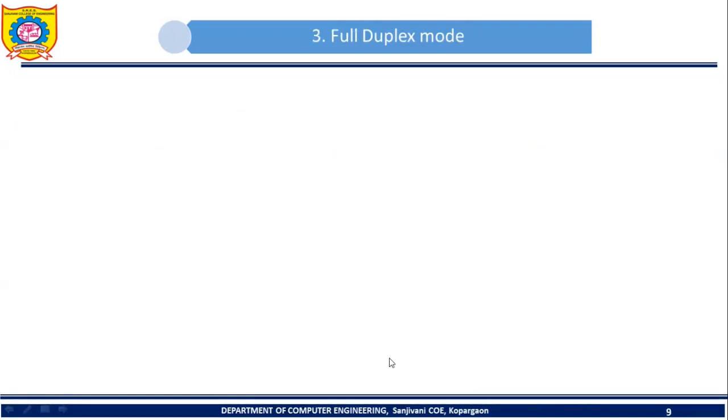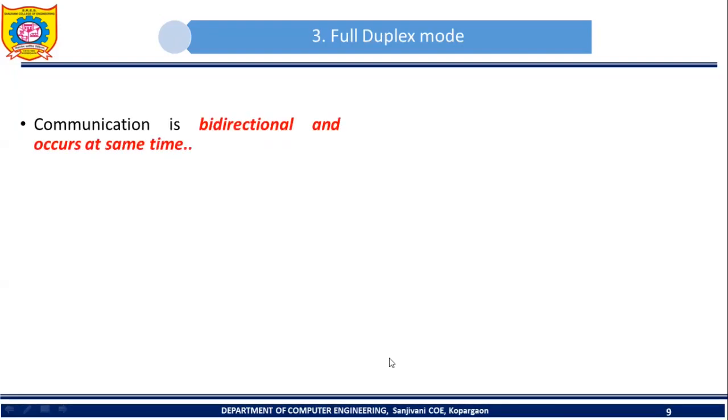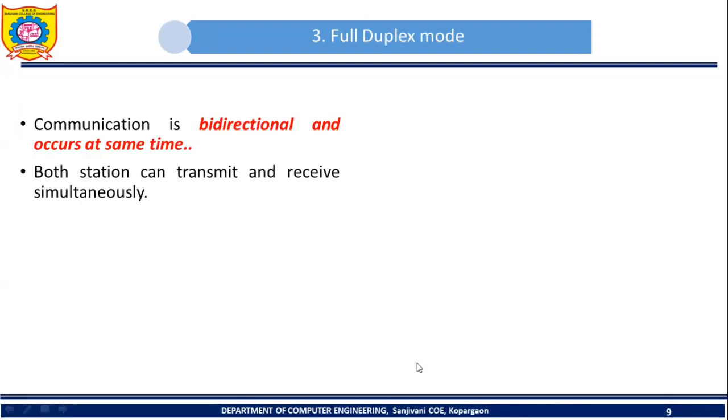Now let's discuss full duplex mode. What happens in full duplex mode? Communication is bidirectional and occurs at the same time. Try to compare full duplex with half duplex. In half duplex also communication is bidirectional, but it does not occur at the same time. In full duplex, communication occurs in both directions simultaneously. Both stations can transmit as well as receive simultaneously.